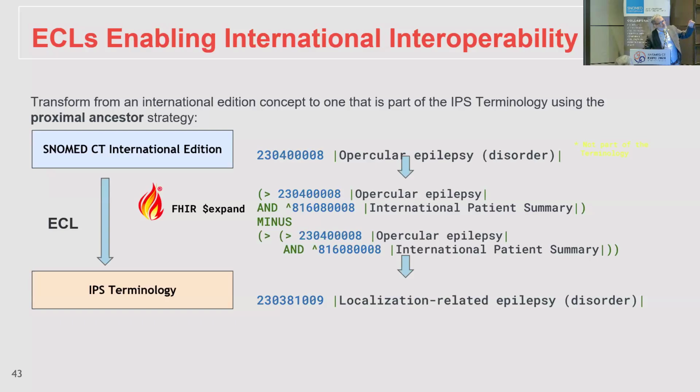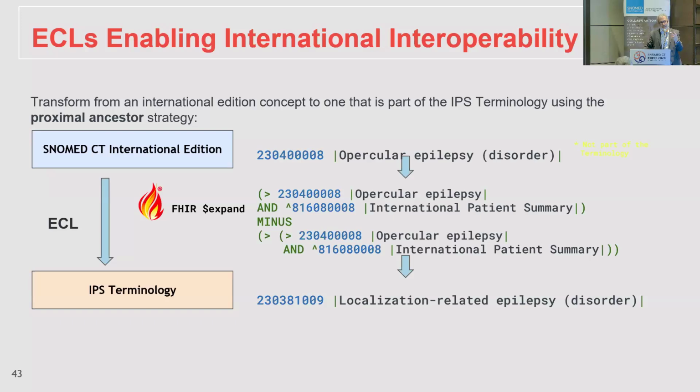So if you do this operation, you're using that ECL, which is like a query that says, give me all the ancestors of opercular epilepsy that are also members of the international patient summary. If you do that, you will get maybe 20, 30 concepts. So you need to reduce that to the closest ones that are just above opercular epilepsy. So you do a minus and you subtract the ancestors of the ancestors. It's like a small algorithm. When you do that, you get a single concept in this case.